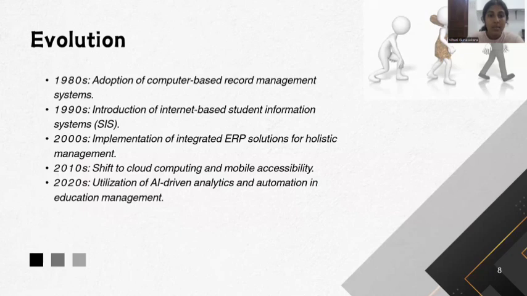There are several key milestones that have marked the transformation of MIS in education. 1980s, adoption of computer-based record management systems. 1990s, introduction of internet-based student information systems. 2000s, implementation of integrated ERP solutions for holistic management. 2010s, shift to cloud computing and mobile accessibility. 2020s, utilization of AI-driven analytics and automation in education management.